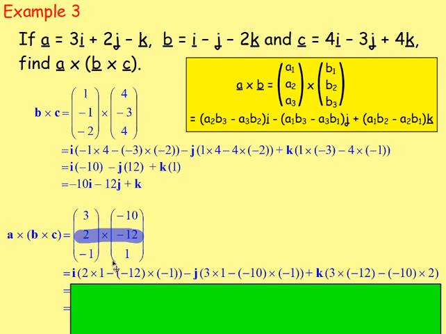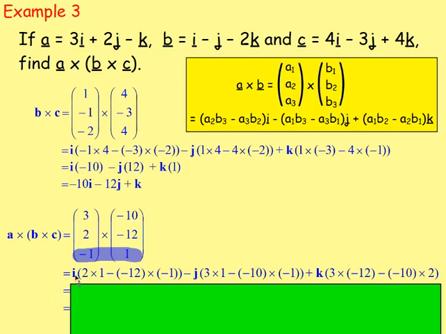Plus minus plus pattern, it'll be plus k times, cover up the bottom row, and you've got the 3, the -10, the 2, and the -12. Work out the determinant of that, so 3 times -12, take away the -10 times 2.